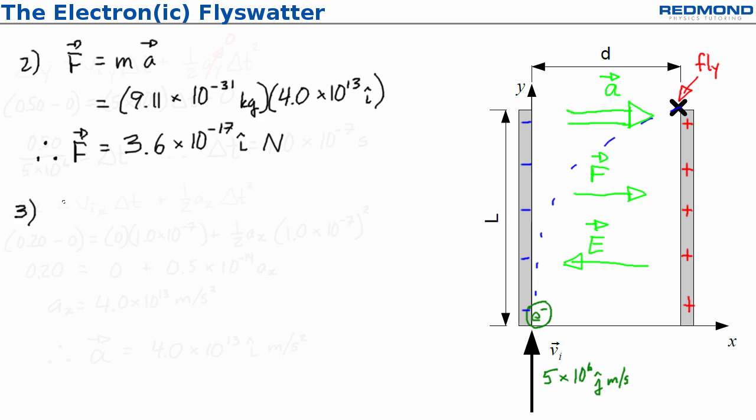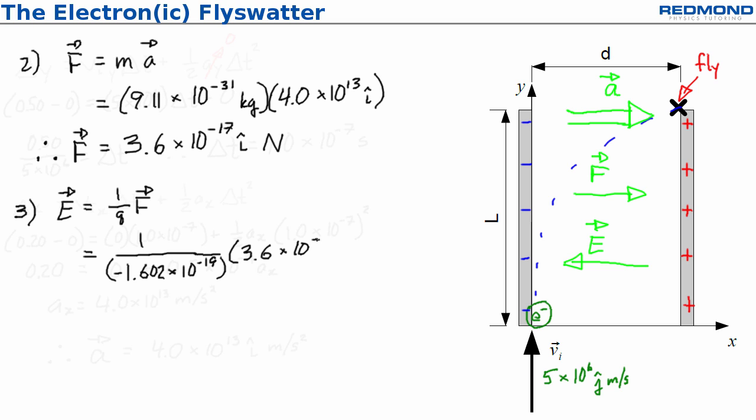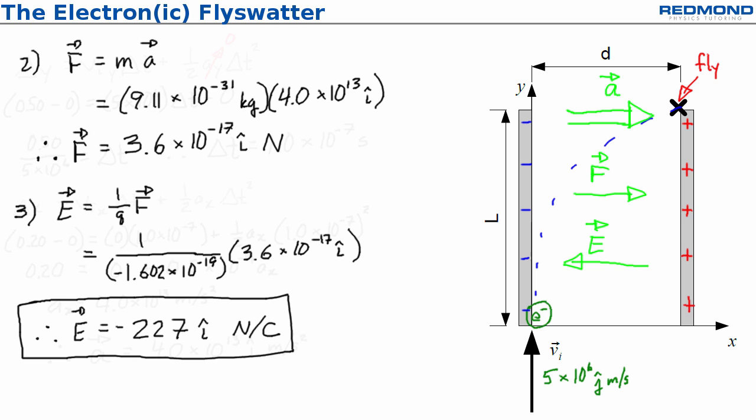Finally, find the electric field. E is 1 over Q times F, where Q is negative 1.602 × 10⁻¹⁹ coulombs, and I just found F, giving me E is negative 227 i hat newtons per coulomb. Done. Your prof is likely picky about specifying the direction because the electric field is a vector quantity. That's where the i hat notation comes in very handy, although you could just say 227 newtons per coulomb to the left.